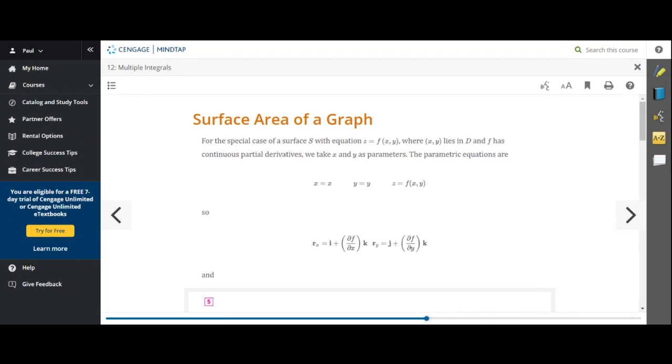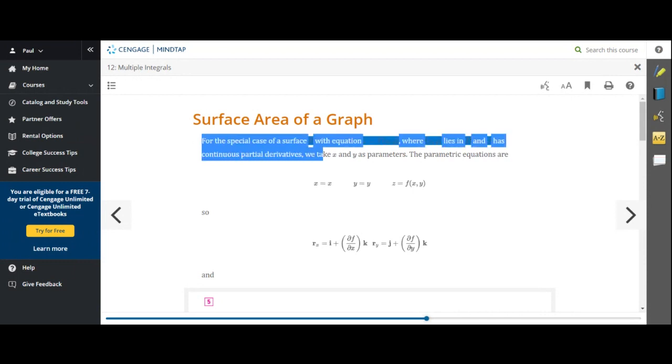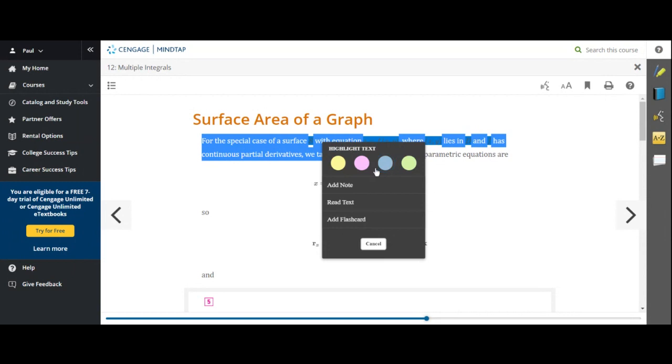I want to highlight that actually. Am I able to do that here? Yeah.